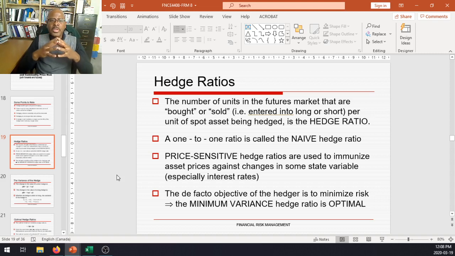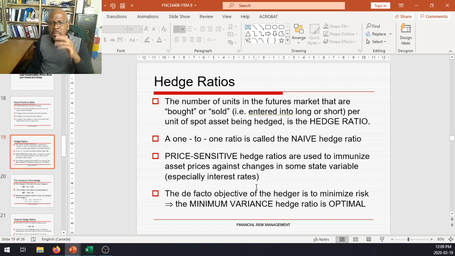For instance, if you are hedging market risk, the hedge is actually to reduce market risk, not to reduce the variability in your portfolio's returns. In that case, you're into what's called a price-sensitive hedge. You are hedging against the price of the market. In most cases, though, the objective behind hedging is to reduce the variability, to reduce the variance. And so the optimal hedge ratio in those cases would be the minimum variance hedge ratio.